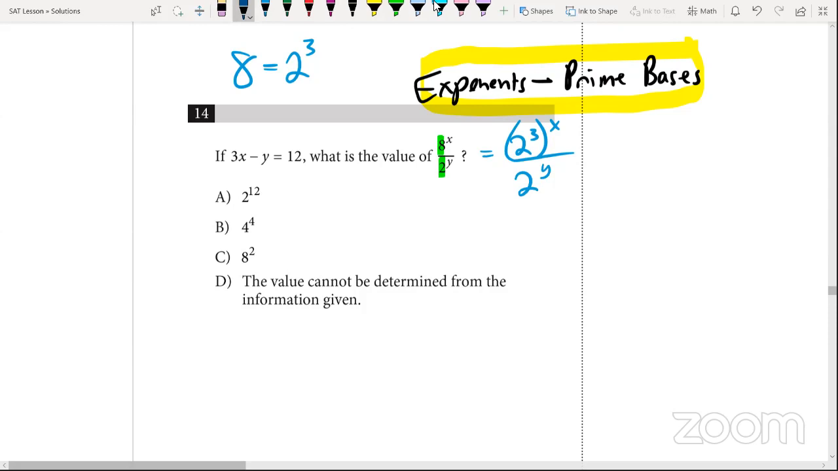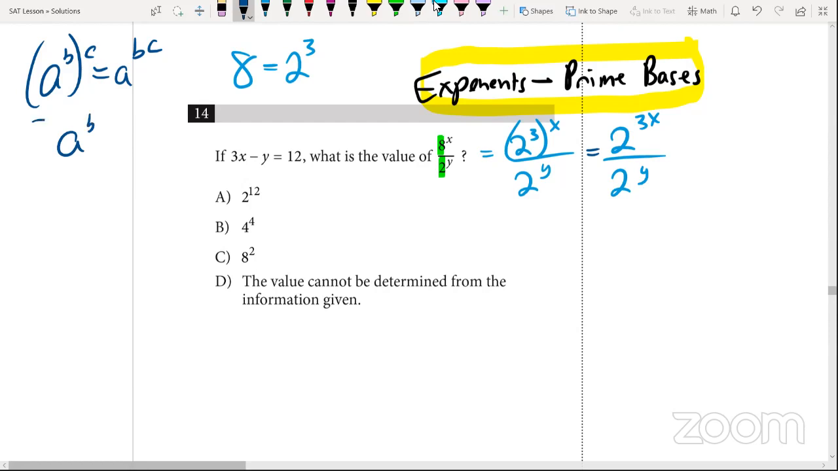Now, the numerator needs to follow this rule. A to the b, all raised to the c, is a to the bc. So we'll have 2 to the 3x over 2 to the y. So the idea is that if we have a power and raise it to a power, we're multiplying. But if we have a power and we take a root of that, then it's the same a to the b, but instead of multiplying by c, we're dividing by c.